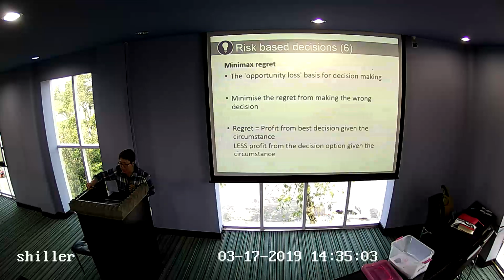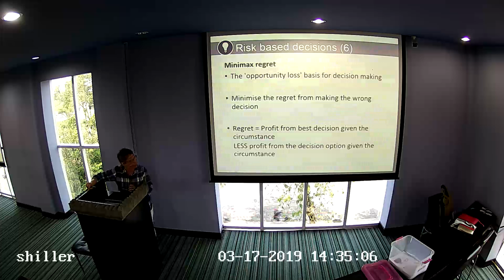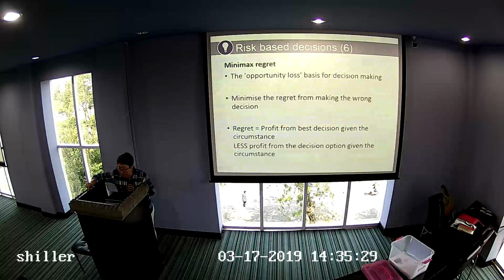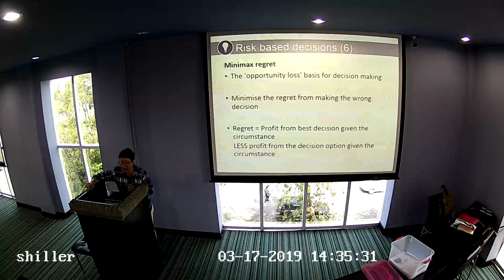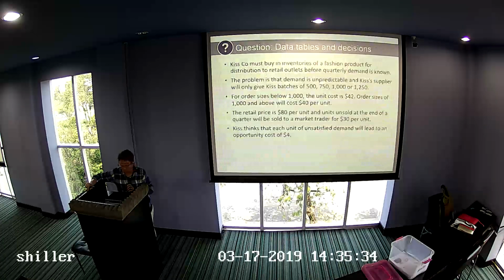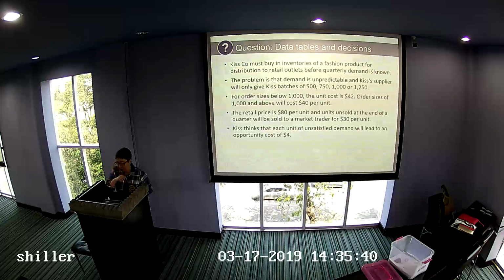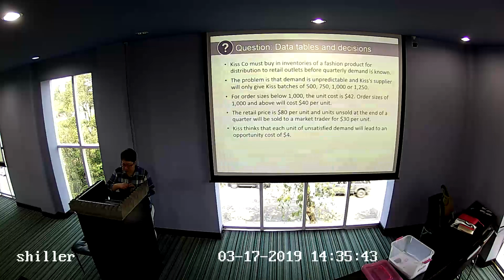So what happens? In a minimax regret, you have to convert your profit table to an opportunity loss table. Again, a profit table to an opportunity loss table. You would like to minimize your regrets. Then you make a decision by choosing the minimum of all the maximum regrets. Okay. Let's do an example.